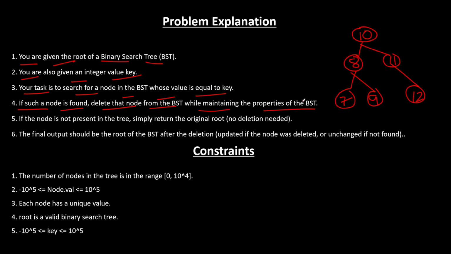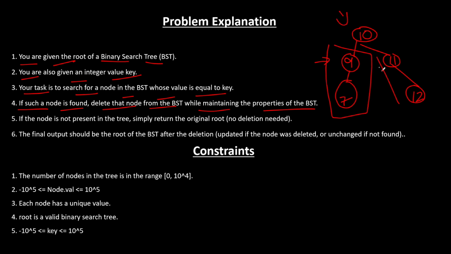They're saying that if you are asked to delete this particular node, then after deletion of this node, the property of the binary search tree should be maintained. So basically, if this node is deleted, this 9 should come up somewhere here like this and should follow the BST rule. You can see that all the nodes on the left-hand side are smaller than this particular node, and similarly, all the nodes on the right are greater. So this is the structure you have to follow even if you delete any particular node.